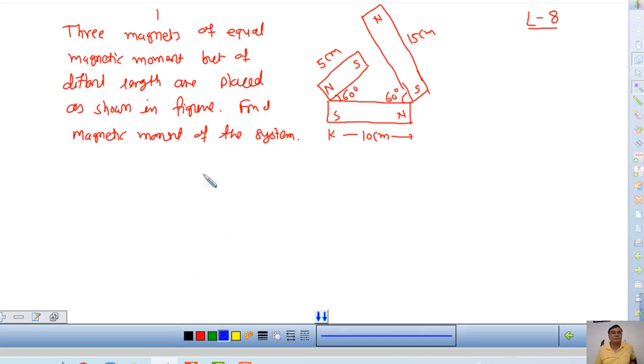So students, today's fun. Three magnets of equal magnetic moment but of different length are placed as shown in the figure. Find the magnetic moment of the system. 5 centimeter, 10 centimeter, 15 centimeter, 60 degree, 60 degree.